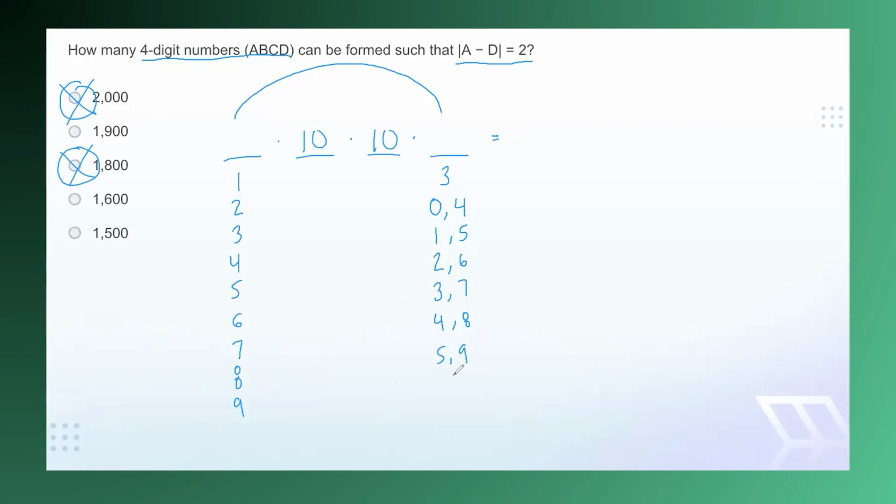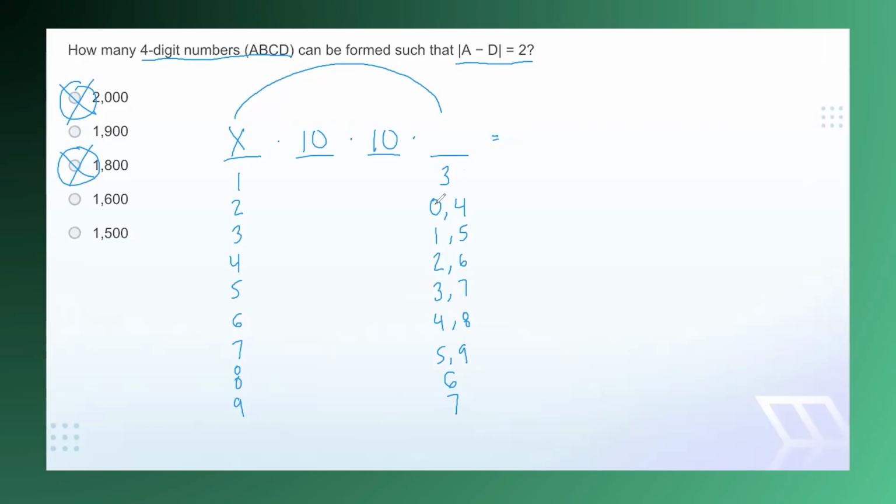8, we can go 2 smaller with 6, but we cannot go 2 greater. 10 is not a possible digit value. And then same goes for 9. We can have 7. Okay, I now have all of my possible pairs of the first and last digit. So I'm going to go ahead and put an X in my first slot here to represent that we're taking these together.